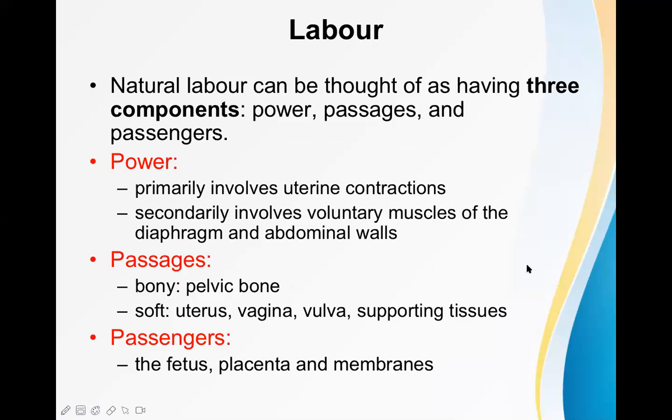Now let's move further. The natural labor can be thought of as having three components, and we have made this discussion easy by giving different terms and names for that. That is power, passages, and passenger. Now, power is mainly involving uterine contraction. Uterus is made up of smooth muscle. The myometrium of the uterus has a smooth muscle, and that can contract vigorously. That acts as the most important source for power.